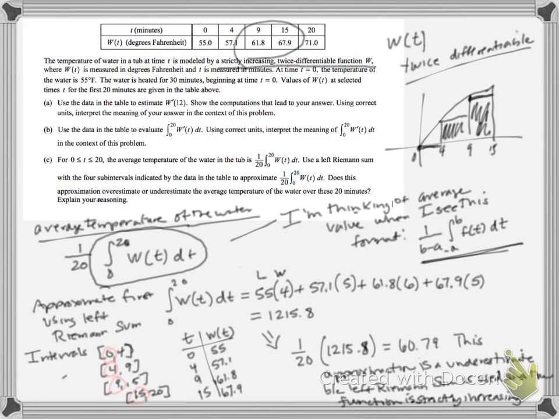So this approximation, if you look back at the graph, is an underestimate because not all the area is accounted for under the curve. The approximation is an underestimate because a left Riemann sum is used and the function is increasing. If the function is increasing and you use a left Riemann sum, that is going to be an underestimate. Okay? And that's pretty much it for this problem.